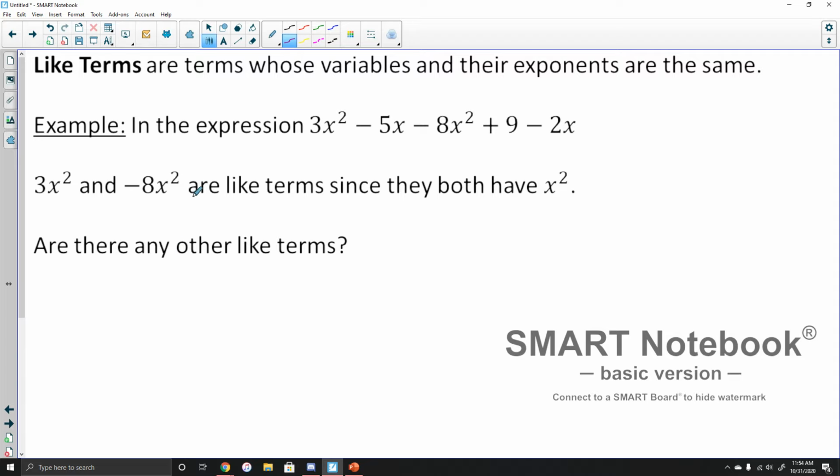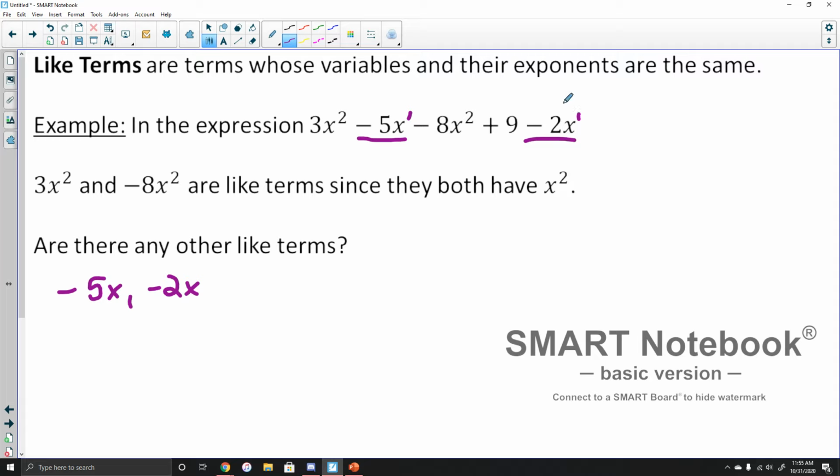Are there any other like terms? There sure are. If we look up here, we have a negative 5x and a negative 2x. Those both have the same variable with the same power. There's an invisible 1 to the first, right? To the first. So negative 5x and negative 2x sure are like terms. And I guess that's all we have there.